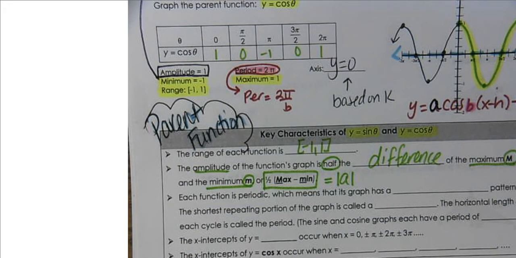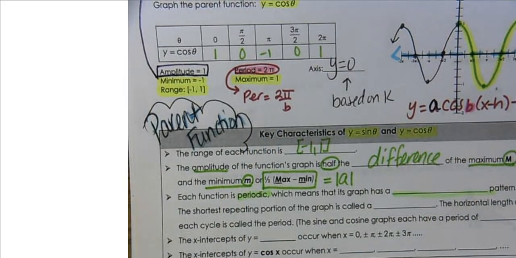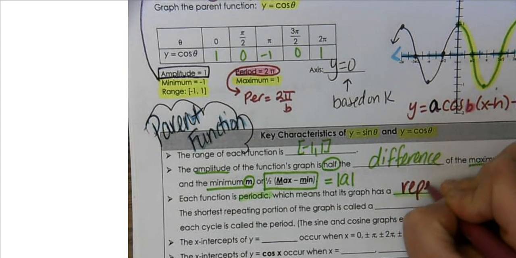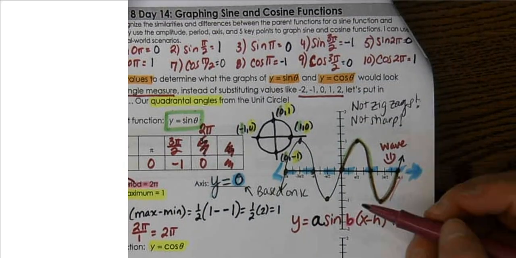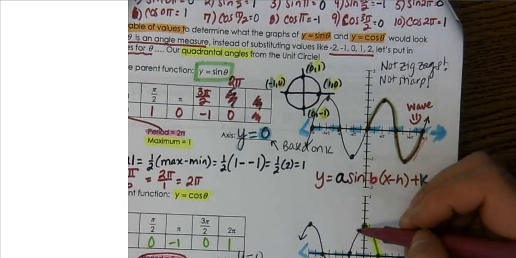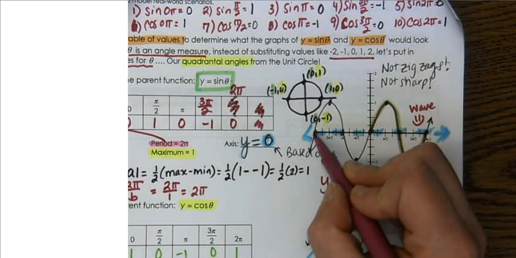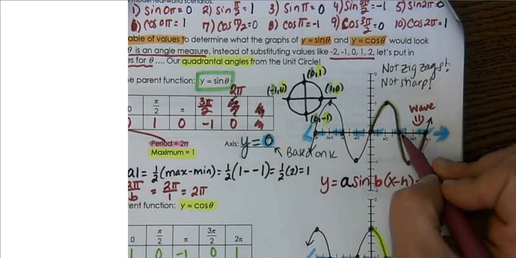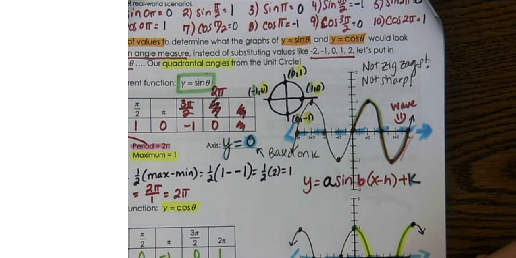Now, each function is referred to as periodic, which means that the graph has a repeating pattern. And that repeating pattern for sine, once again, is 0 up, 0 down, 0. And for cosine, it is up, 0 down, 0 up. And that's what you're going to see from beginning to end. 0 up, 0 down, 0, 0 up, 0 down, 0. For cosine, it is up, 0 down, 0 up, 0 down, 0 up. So you're going to see that over and over again, and you're going to hear me say that throughout this lesson.